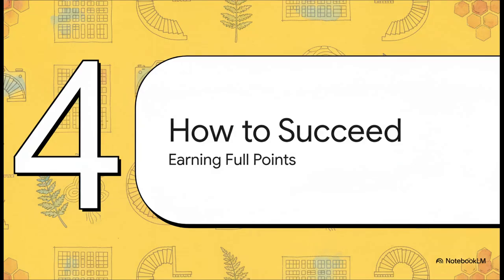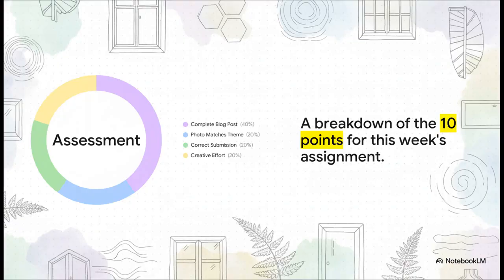And speaking of points, let's roll into our last section, how to succeed. Look, this isn't a secret. It's just a simple blueprint for how to get full points. The whole thing is worth 10 points. Here's how it breaks down. The biggest piece of the pie, 4 points, is just for having a complete blog post. Did you include everything on the checklist? Boom, 4 points.